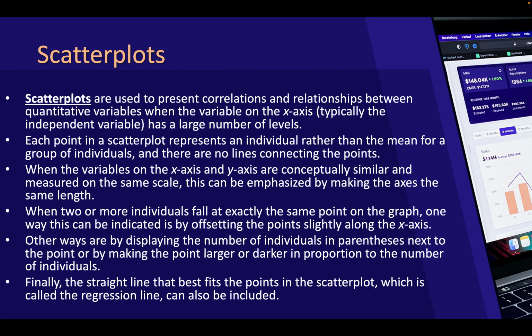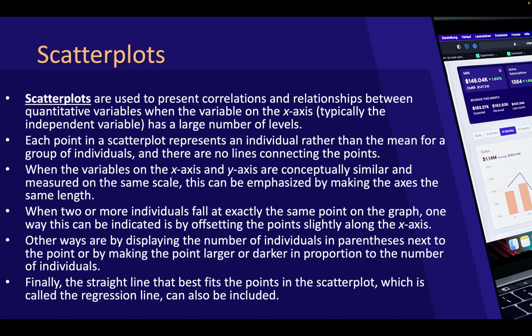Scatter plots are used to present correlations and relationships between quantitative variables when the variable on the x-axis, typically the independent variable, has a large number of levels. Each point in a scatter plot represents an individual rather than the mean for a group of individuals, and there are no lines connecting the points.